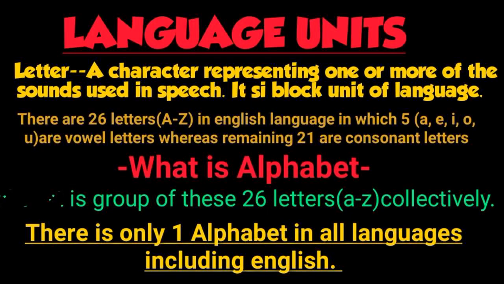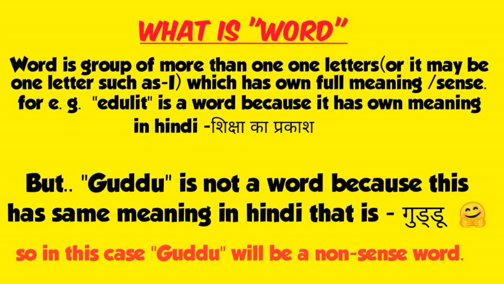A letter is a small character, a unit of sound, and we can say it is a block of language. There are 26 letters, A to Z, in English language. After that we know what is alphabet. Alphabet is a group of these A to Z letters collectively, and आपको यह surprising लगेगा कि English language or any other language में only one alphabet होता है. Let's now move forward.